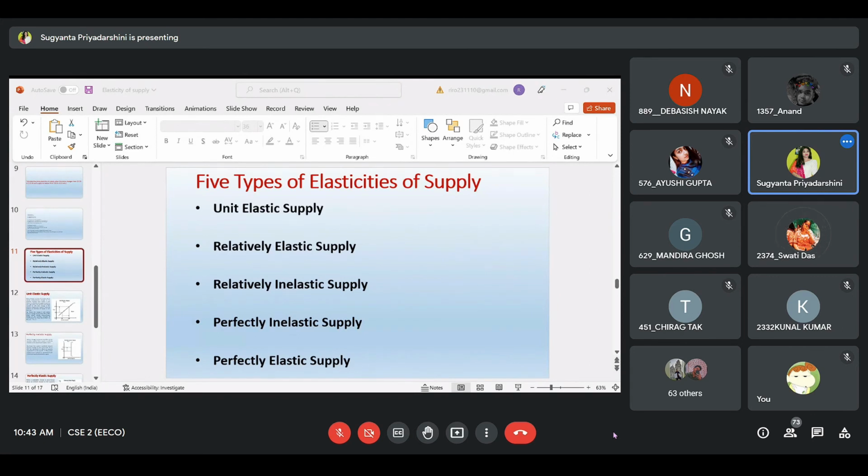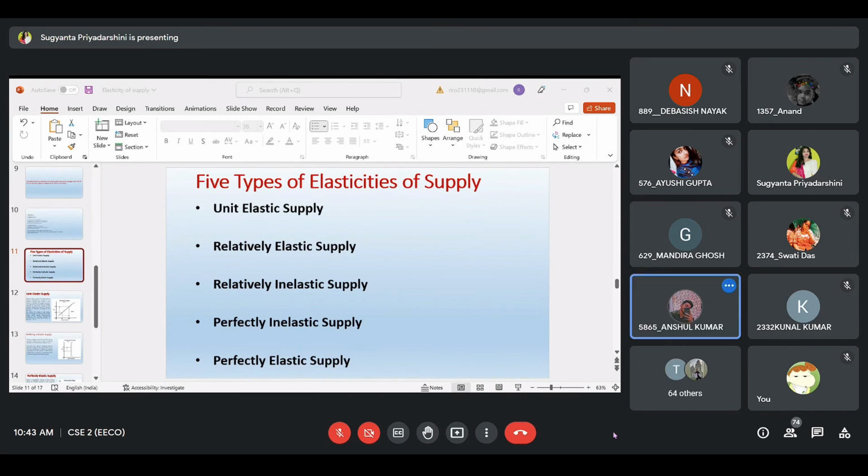Yes, ma'am. समझ आया? किसी को कोई भी डाउट है? Okay. Similarly, tell me what will be relatively elastic demand. Demand छोड़ो, supply की बात करते हैं. What will be relatively elastic supply? We have read it under demand.